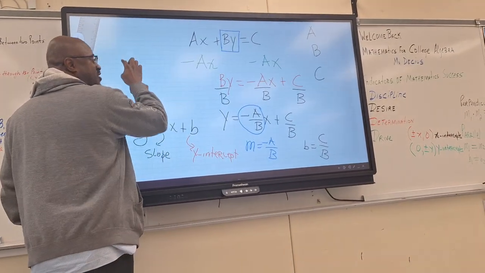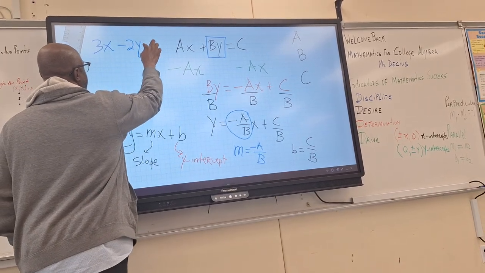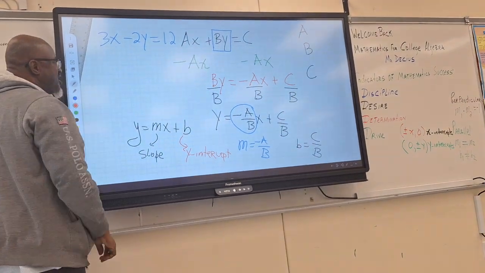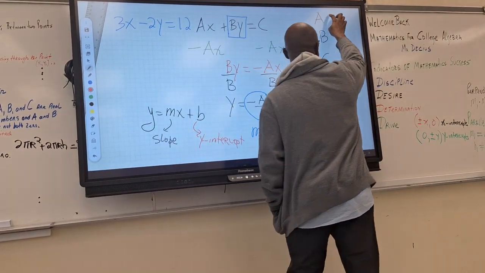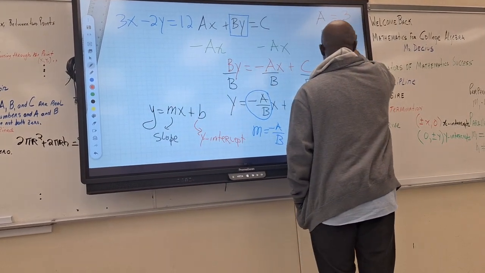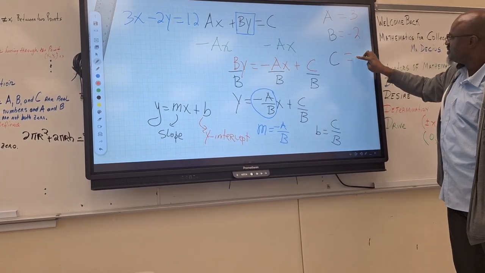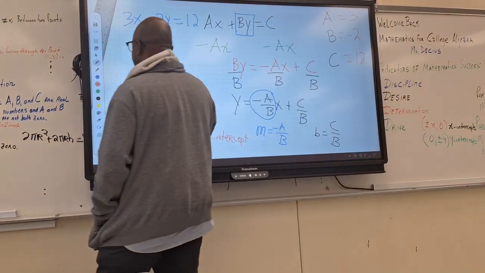Earlier you had that equation, which is 3x - 2y = 12. Now what is the A value? 3. A is 3, according to that. What is B? -2. What is C? 12. Now we're going to find your slope here.